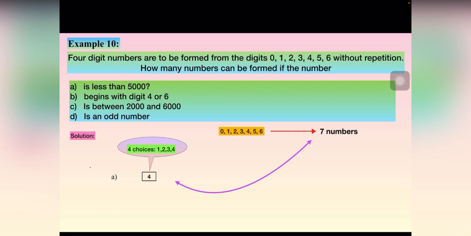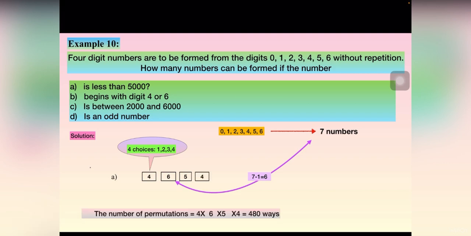And 1 is already taken. So originally we have 7 numbers, so we have 7 minus 1 equals 6. Okay, in the second box we have 6 choices. And then after that, 2 is already taken, and left behind we have 5 choices. Okay, and then after that we have 4. So altogether the number of permutations is 4 times 6 times 5 times 4 equals 480 ways.